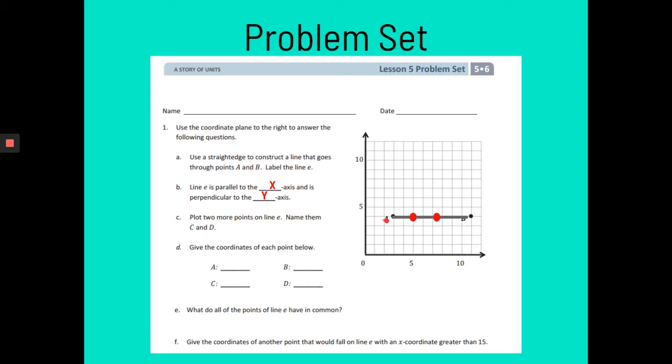So if we look at A, we're going to go down to the x-axis first, and that's going to give us 3. x is 3 and y is 4. So that is what our coordinate for A should look like. All right, and on your own, go ahead and do B.